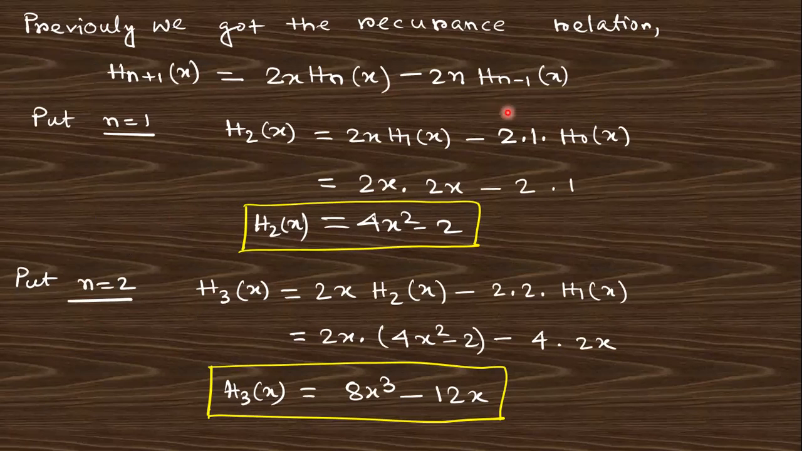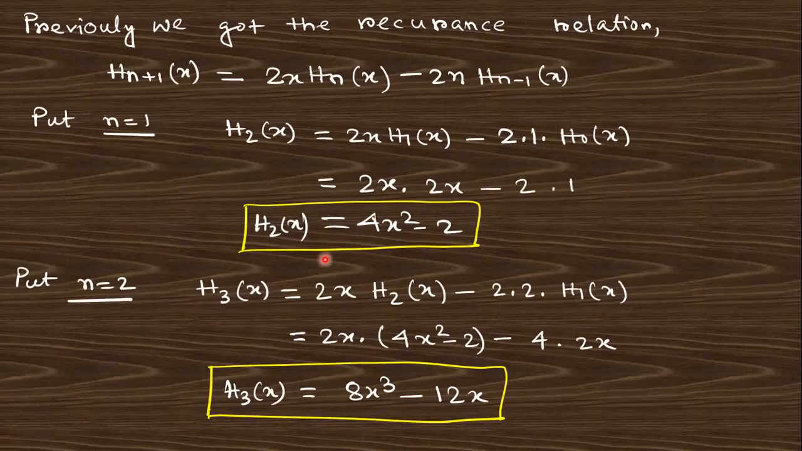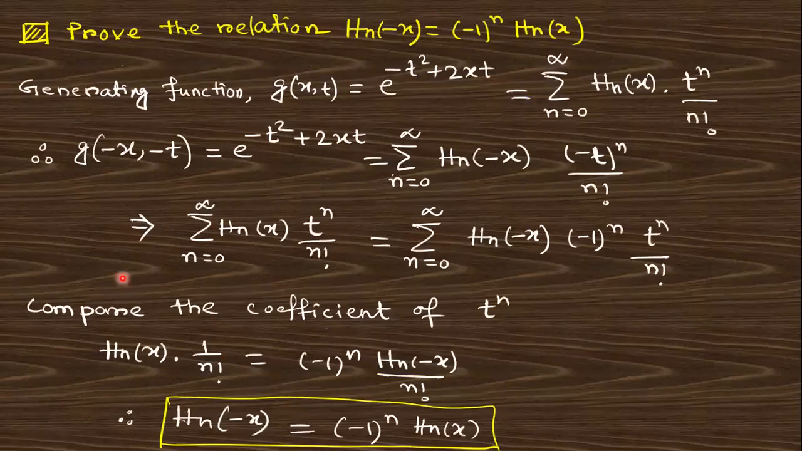By using these two values, that is h0(x) is 1 and h1(x) is 2x, we will get h2 and then h3, just like the mathematical induction method. Okay, and there is another proof, that is the parity, that is h_n(-x) will be (-1) to the power n h_n(x).